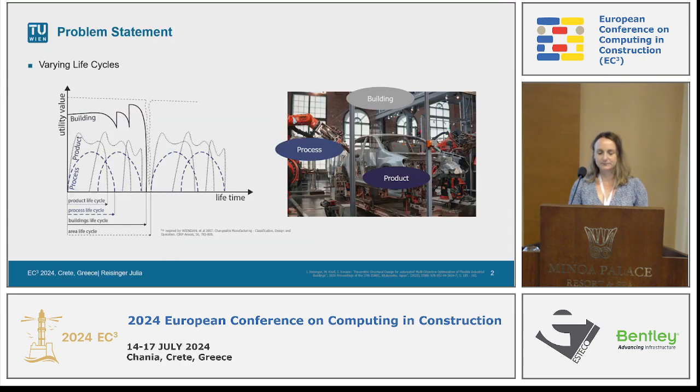So, in industrial building design, we have a problem: we have products and processes and the building, and they all need to be in harmony together. But the problem is they have varying life cycles. Product and processes change very fast because of different customer demands and technological advances, and the building, once you've built it, has a structure standing that is often in the way of production changes.